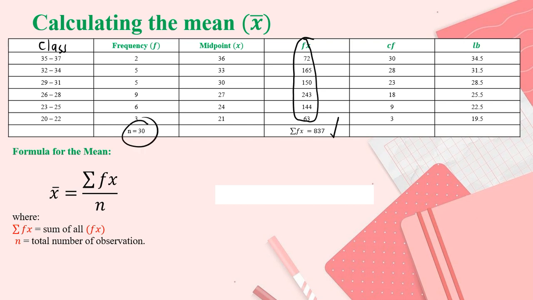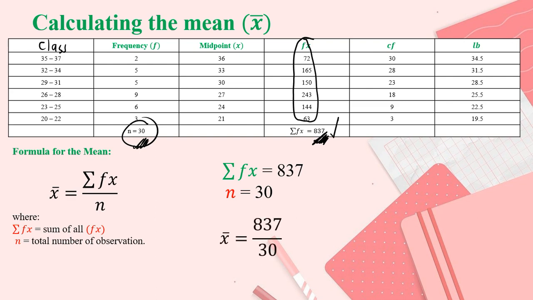Okay? So, let's apply the formula. Again, your summation of f of x is 837. Nakuha na natin kanina sa table. And then, your n is 30. Okay. So, divide it. We have 837 divided by 30, which is 27.9. And that will be our mean. That is our final answer for the mean.